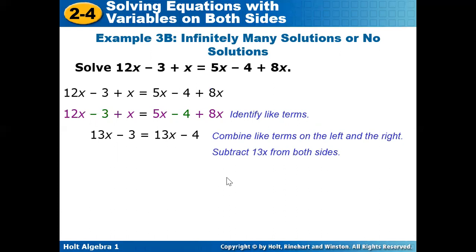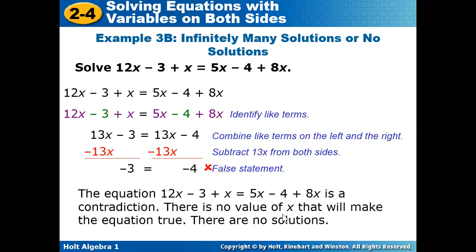So we're going to move our 13x. We're going to subtract 13x to get rid of it on this side. And it is going to get rid of it on this side as well. And we are left with negative 3 is equal to negative 4. And that is false. There are no solutions.